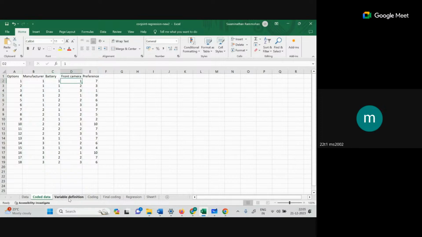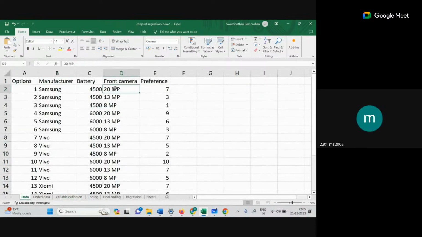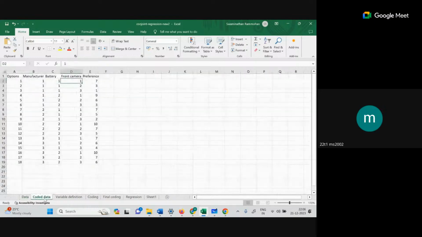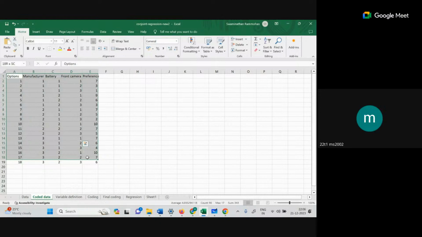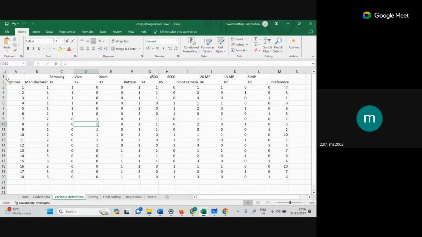So as far as camera is concerned, we have 8, 13, and 20 megapixel. 8 megapixel is 1, 13 megapixel is 2, 20 megapixel is 3 and so on. Right? I am coding this data. What is the next thing I am doing? One hot encoding.